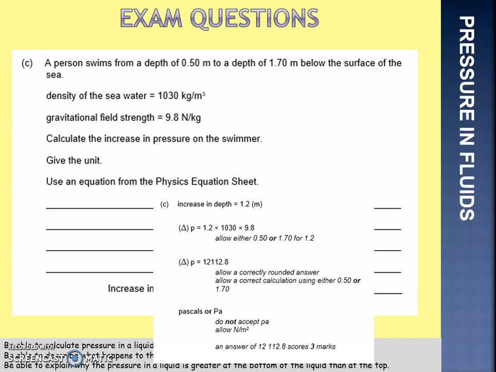We get that from the increase in depth. It's gone from 0.5 to 1.7, giving us an increase of 1.2 meters. Our equation is pressure equals height times density times gravitational field strength. That's 1.2 times 1030 times 9.8. Again, you get the extra mark here for adding your unit at the end, so please make sure you put the units on. In this case, it would be pascals or newtons per meter squared.